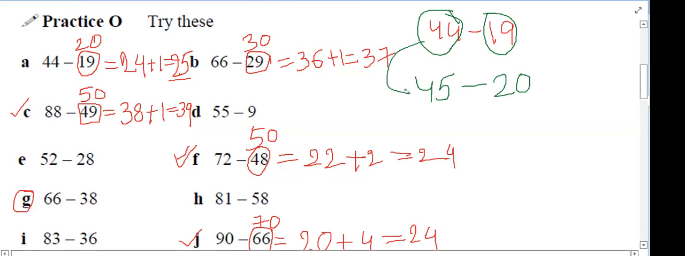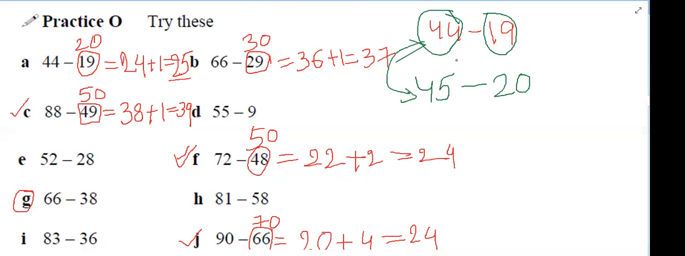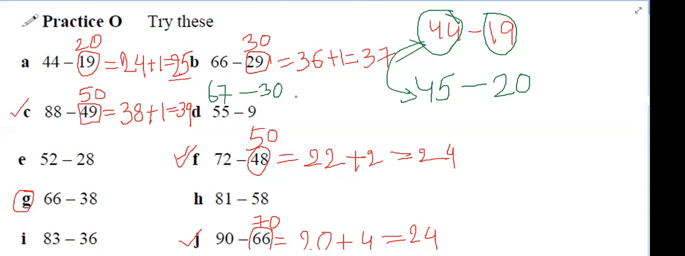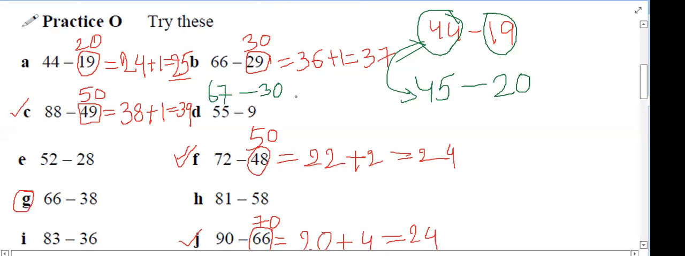And now these two cases are same. But which is easy? 45 minus 20 will be 25. Okay. Now see question B. In question B, instead of 66 minus 29, can I take it as 67 minus 30? Both are same or different? Same. Then tell me, 67 minus 30 is how much? 37. That's the answer.